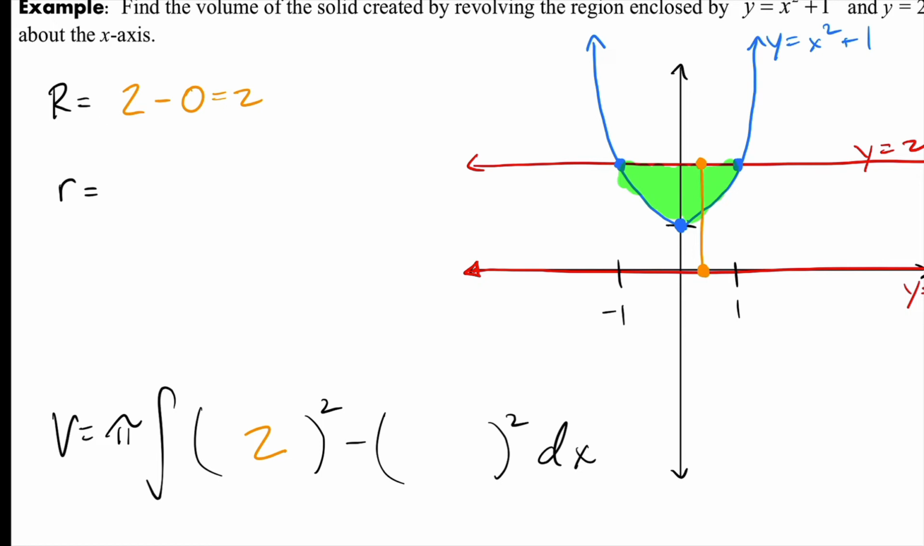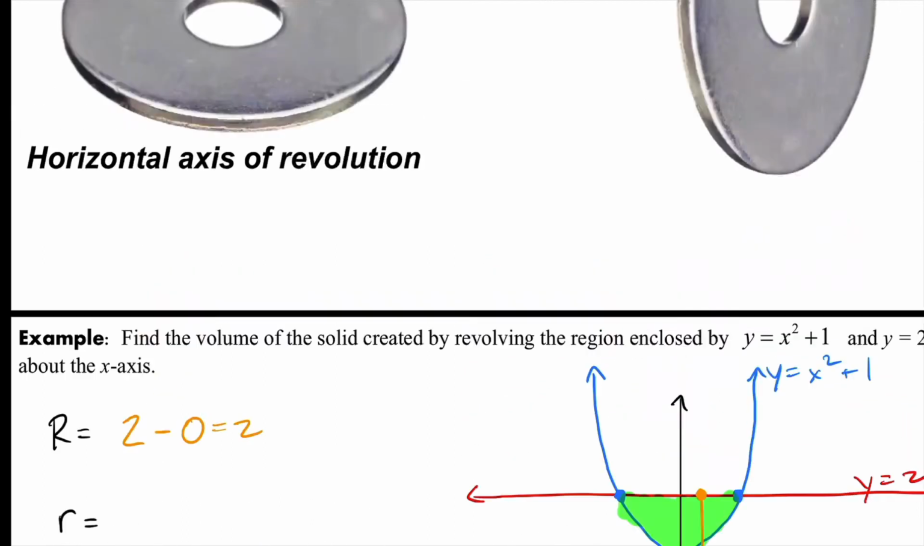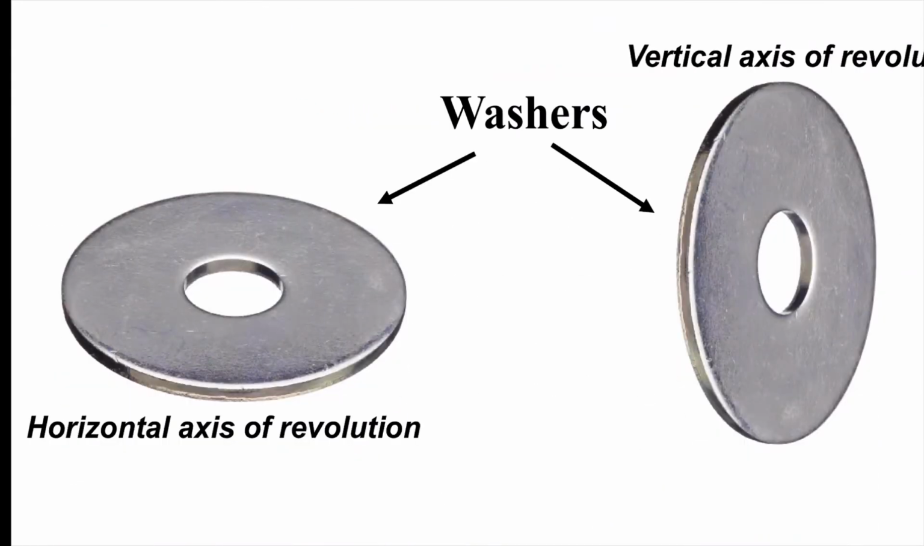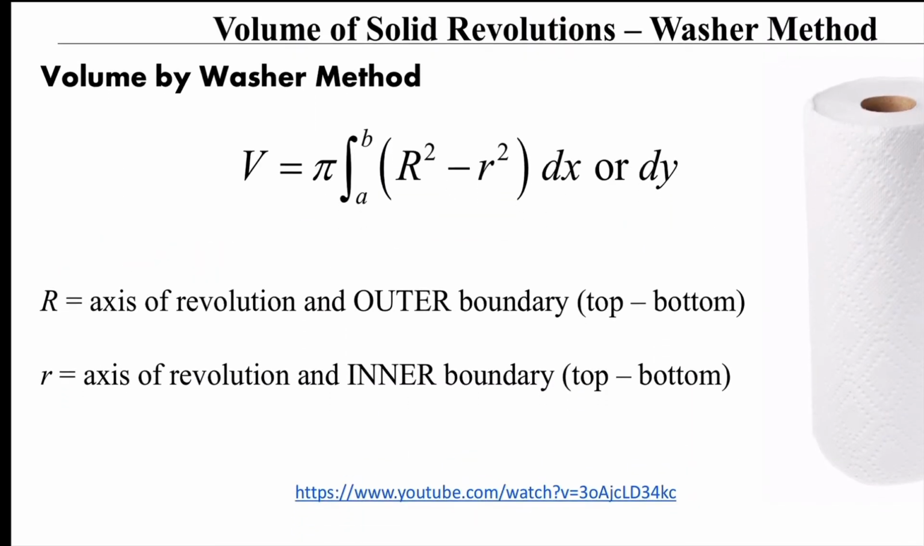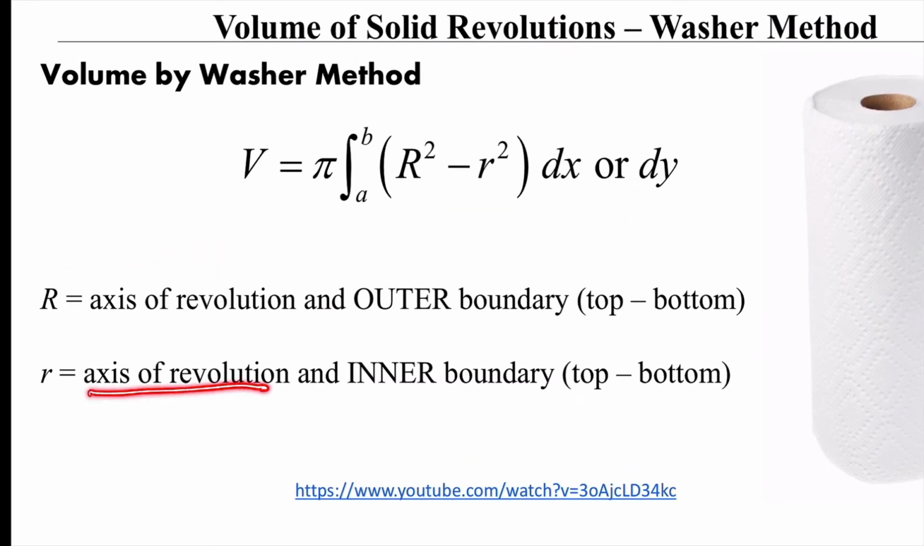I'm going to do the same thing, except now I'm going to use the inner, for little r. Little r is the inner. What I did was find the center to the edge of one of these washers. Now what I've got to do is find the center to the edge of the inner side. To do that, I'm going to start with the axis of revolution and go until I hit an inner boundary.